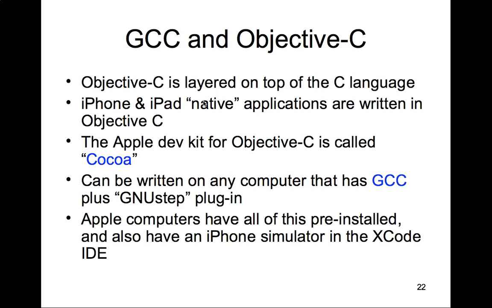All right, so Objective-C is layered on top of the C language, and then iPad and iPhone use it for the native applications that are written in Objective-C, and the Apple Dev Kit for Objective-C is called Cocoa, as we've seen so far. So everything is called Cocoa. We have Cocoa Touch for the mobile devices. We have the Cocoa interface for the Foundation classes. It comes from Foundation, by the way, so when we compile on a command line prompt, we actually include the Foundation framework, foundation.h, which is just giving us our Cocoa definitions, essentially.